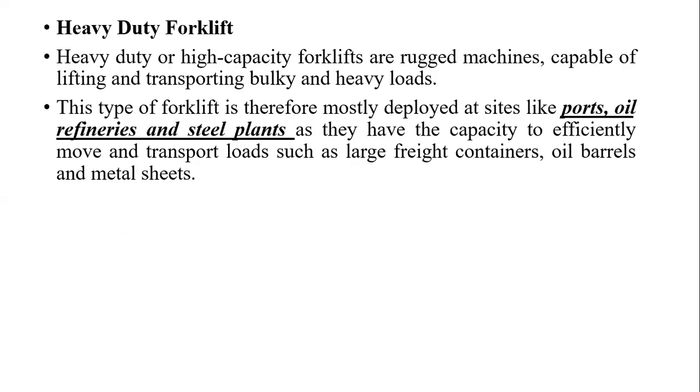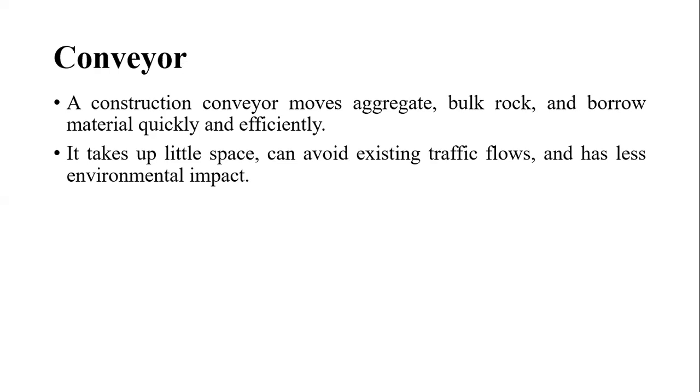And next is the heavy duty forklift. This type of forklift is used mainly to lift heavy weights. As the name itself says, heavy duty. This is used to transfer heavy weights. But the negative part of this type of forklift is that it requires fossil fuels, that is petroleum products, to power the machine. And next we are going to see about conveyors.